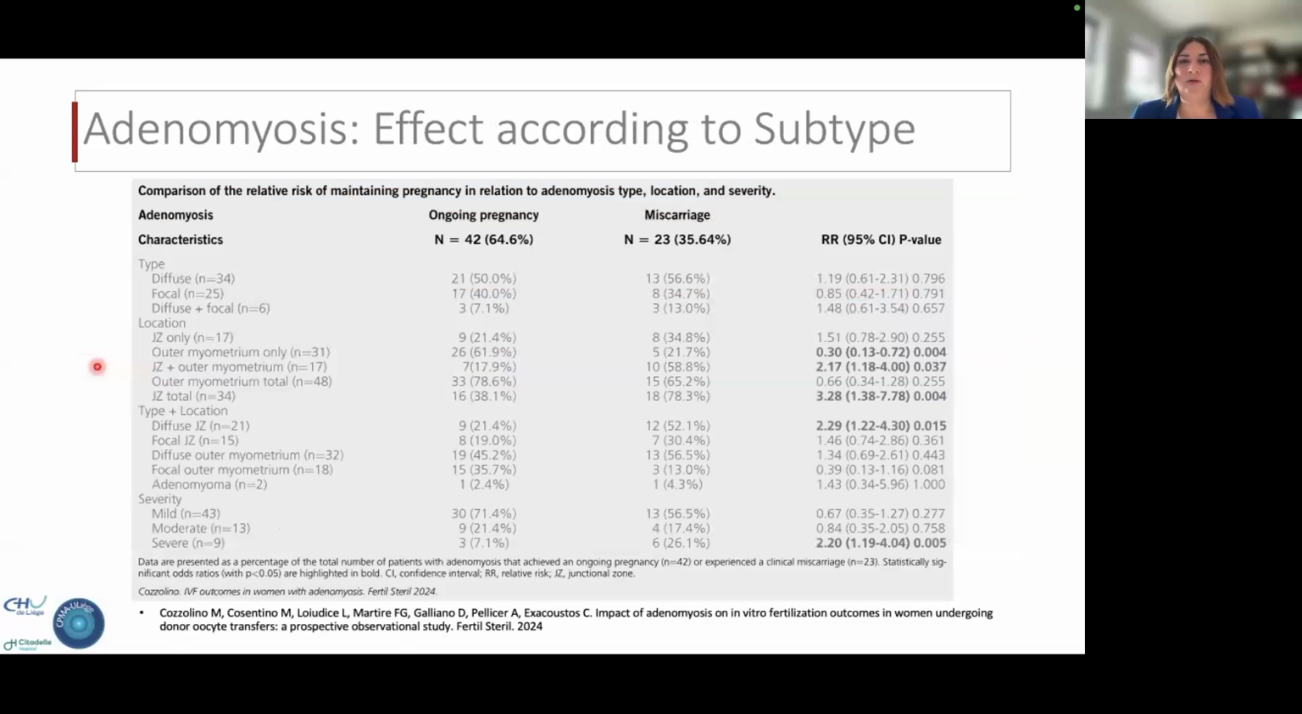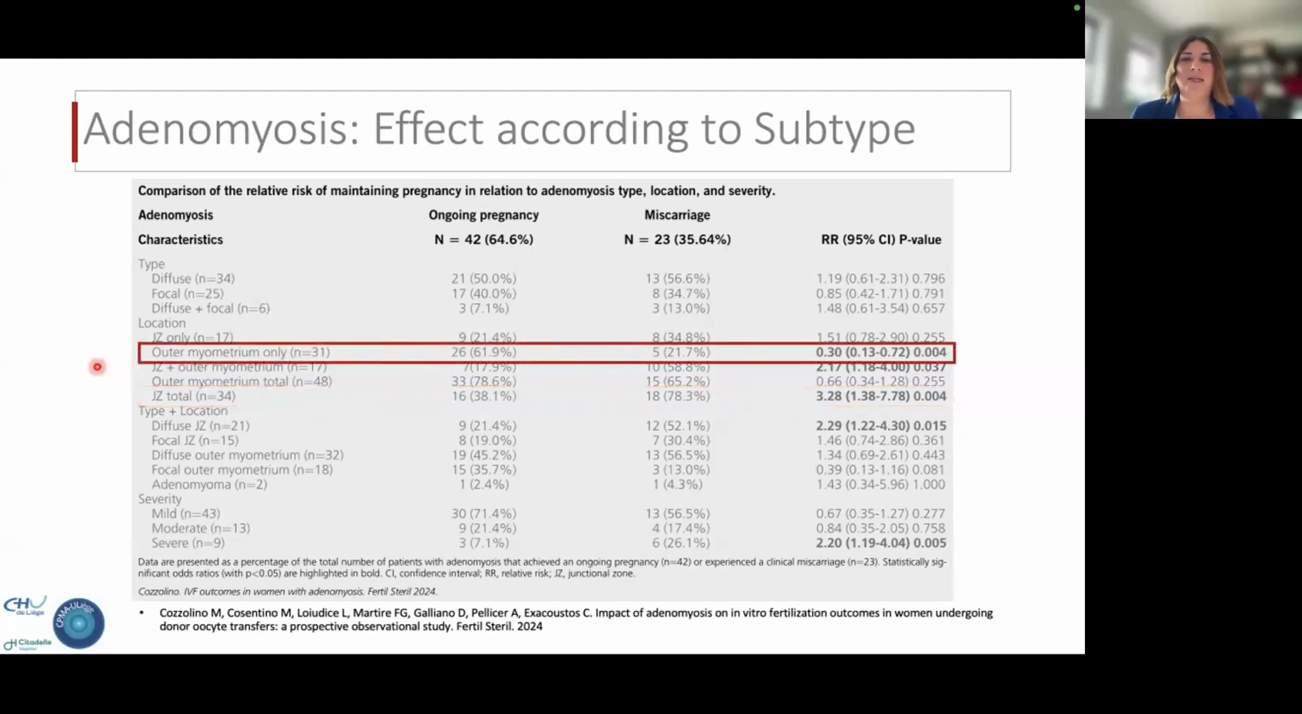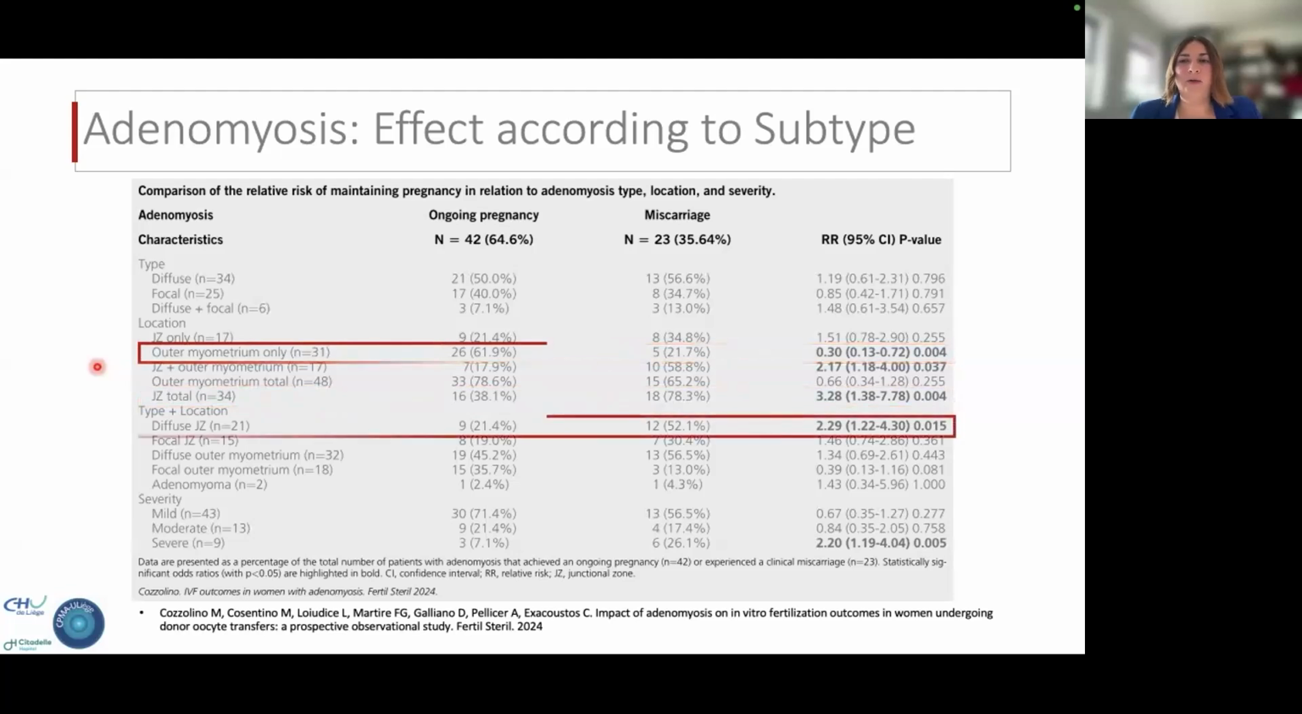And it is also important to consider the type of adenomyosis, as highlighted in the Cozzolino study. Specifically, when adenomyosis was detected in the GZ through transvaginal sonography, there was a more than 3-fold increase in the relative risk of miscarriage. Conversely, adenomyosis confined to the outer myometrium was associated with a higher ongoing pregnancy rate. Furthermore, diffuse adenomyosis, adenomyosis in the GZ and severe adenomyosis doubled the relative risk of miscarriage.